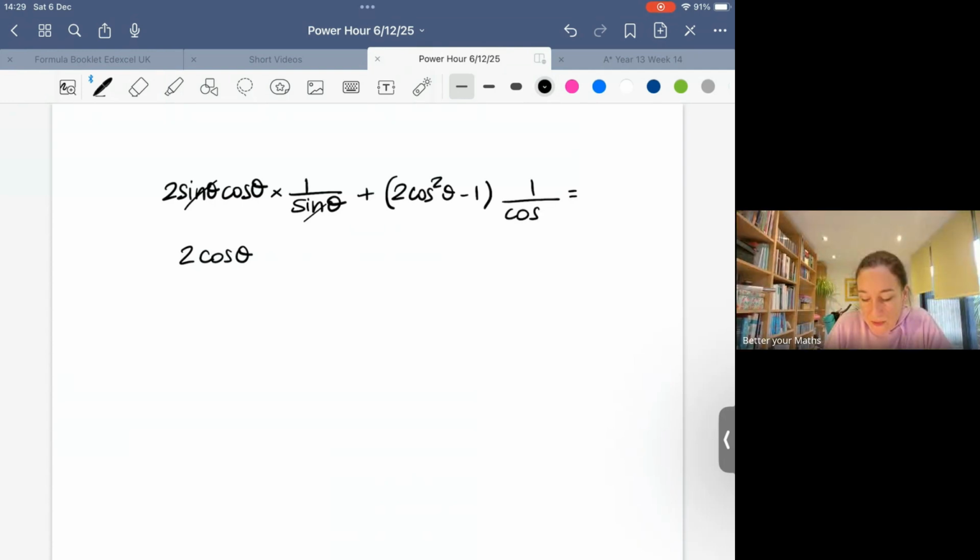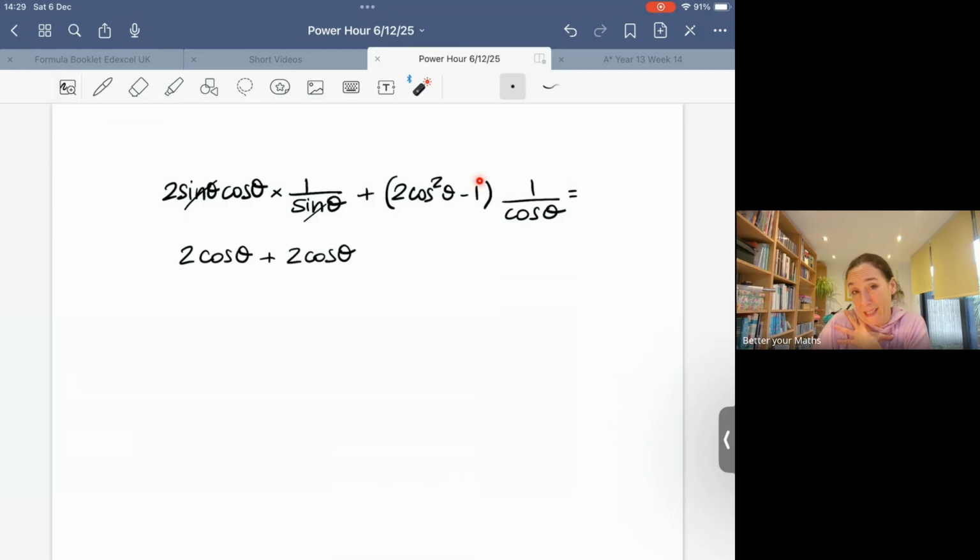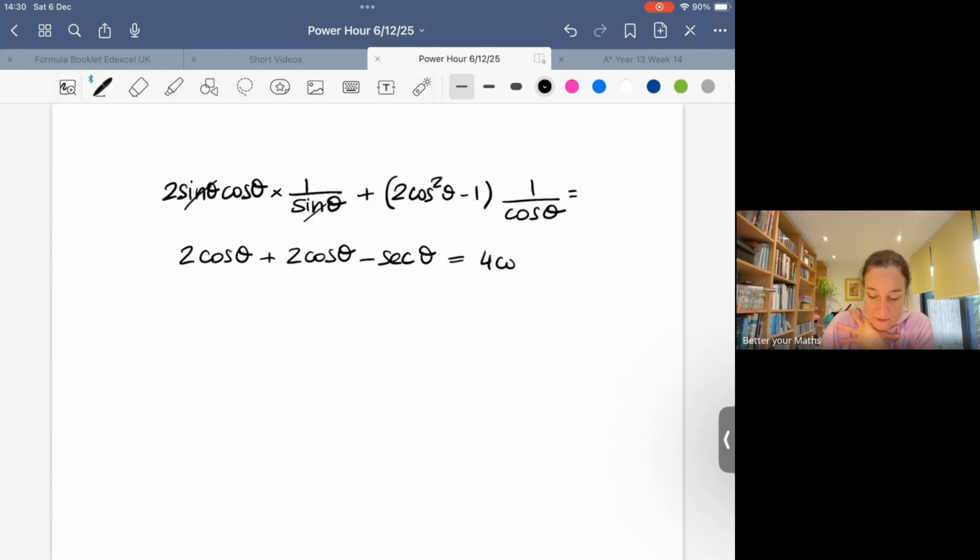Exactly. Even if it looks like I want to keep sec, maybe it's worth it to have it this way. So when I multiply this bracket, I have 1 over cos multiplying by 2 cos squared is going to be 2 cos theta. Yeah, because 1 cancels. And then when I multiply this by this, I again have my sec. Yeah, so minus sec theta.